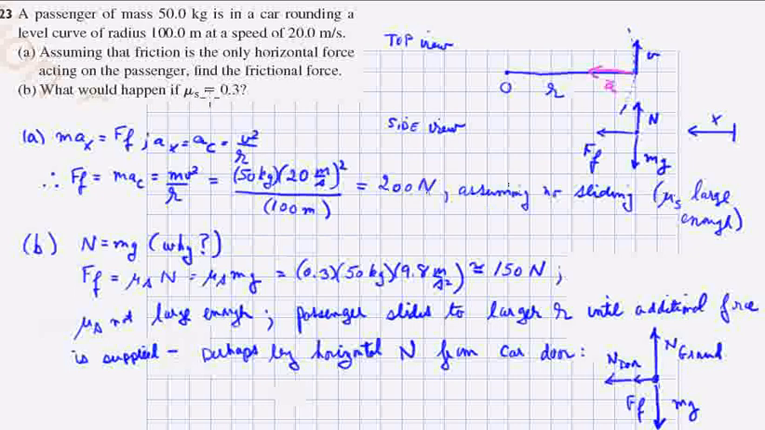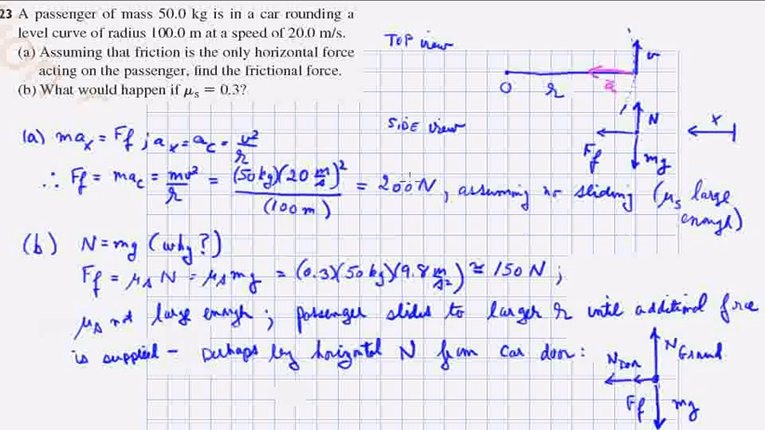For part B, we're going to assume a specific mu sub s, 0.3. I can assume that N is equal to mg. I can do that from Newton number 2 in the vertical direction. And then the frictional force is mu sub s times N, which is, since N is equal to mg, mu sub s times mg. Working the numbers here, 0.3 times 50 times 9.8, it's about 150 newtons, which isn't up to the task of the 500 newtons required for the centripetal acceleration to occur.